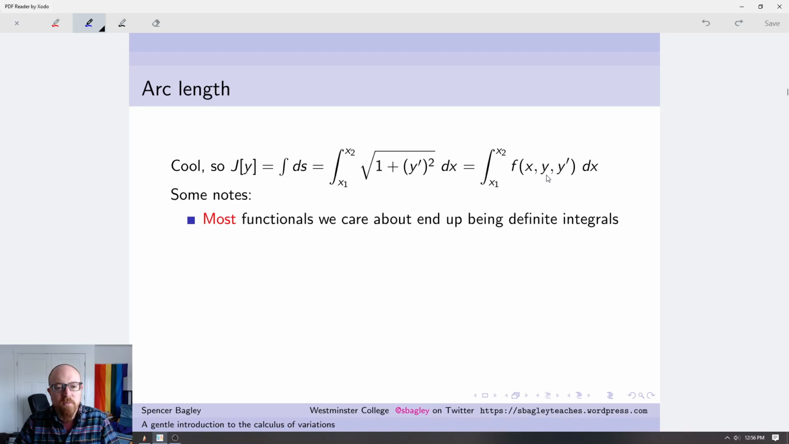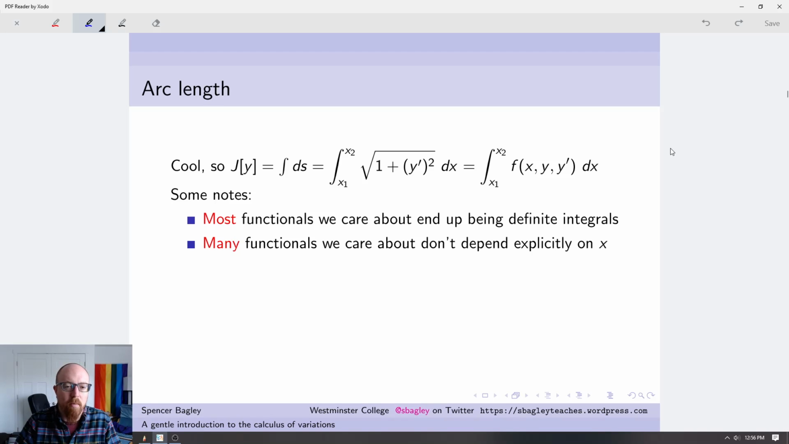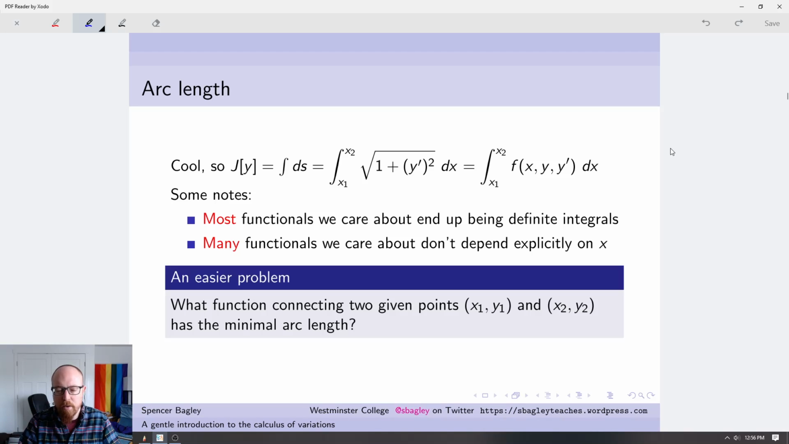Some notes here: most functionals that we care about end up being definite integrals because this slice, approximate, integrate paradigm is so useful. And many of the functionals that we care about, like the one that we have here, don't end up having x explicitly in them, because things are autonomous, I can shift them from side to side and nothing bad happens. Okay, so then here is our easier problem that we're going to solve. What function connecting two given points has the minimal arc length? Of course the answer should be the straight line. I'm asking a question that I know the answer to so that I can figure out the right process to get the answer.